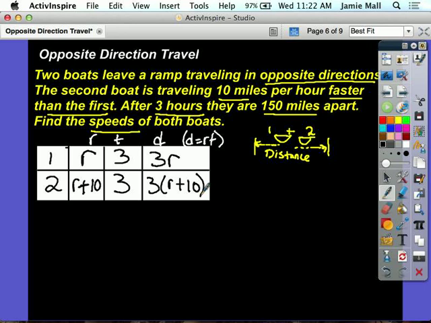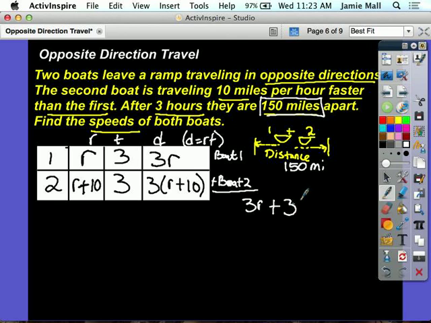Now, to show the equation, what we want to show is that the distance of boat 1 plus the distance of boat 2 is going to equal the total distance, which is what we've been given here, the 150 miles apart. So here's how our equation is going to look. We're going to take the distance of boat 1, which is 3R, and add that to the distance of boat 2, which is 3 times the quantity of R plus 10. And we know that together, they equal 150.